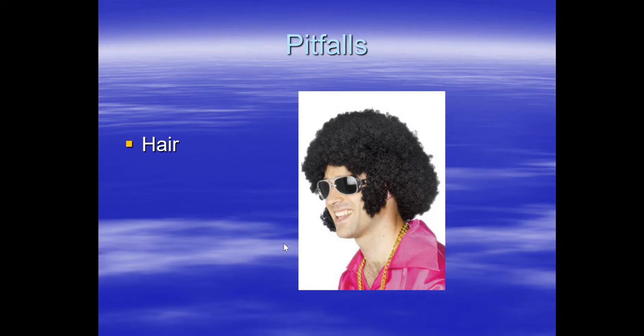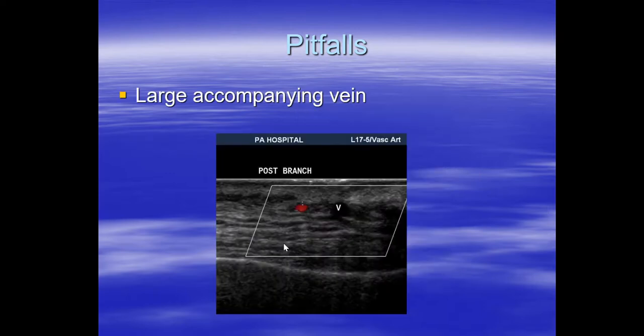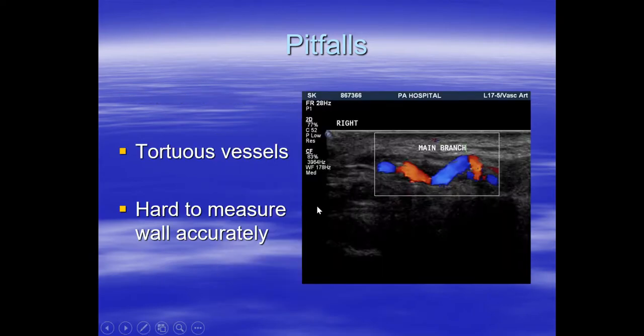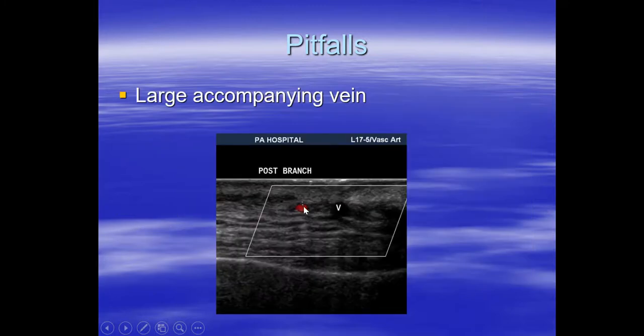Some of the pitfalls, as we see with this gentleman here, he's got quite a lot of hair, so he'd be quite difficult to examine. They can also have a large accompanying vein, which can be a little bit confusing. I just use a little bit of compression, and the veins will compress and the arteries won't.